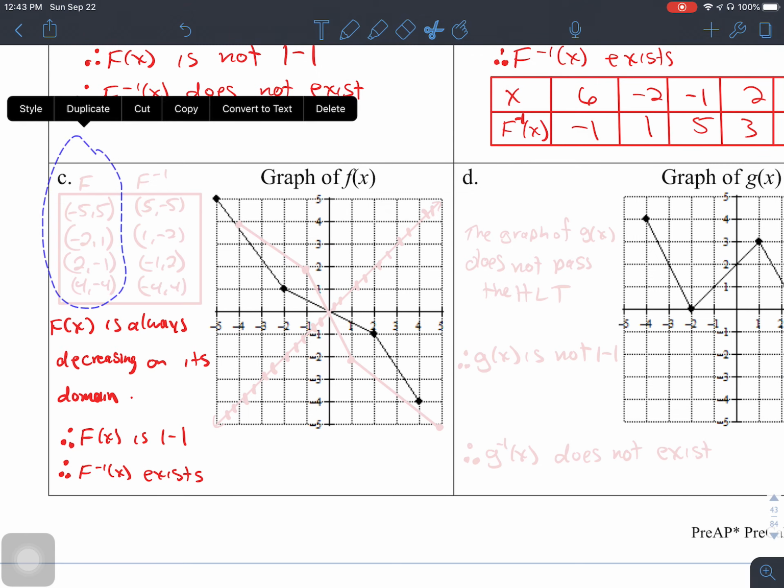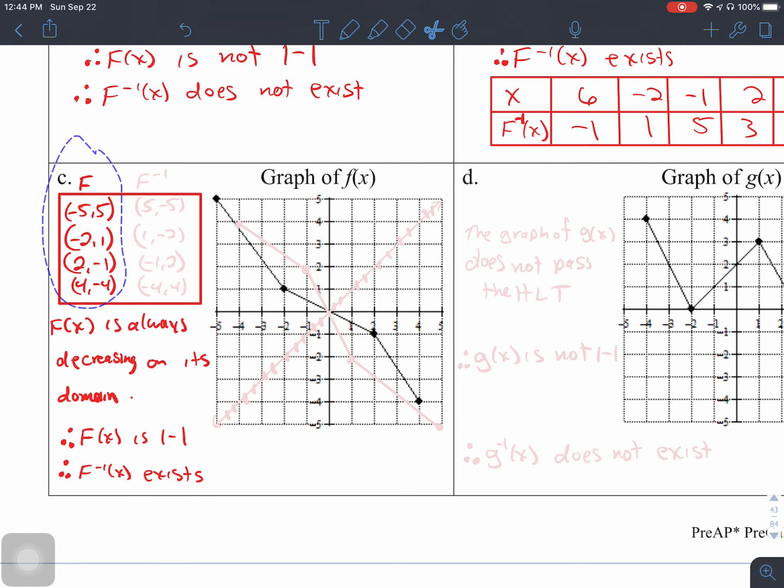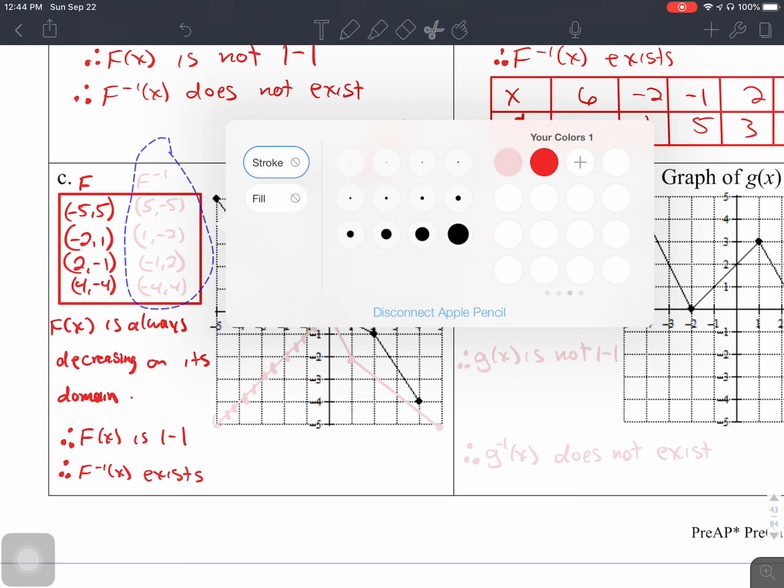I made a table of the ordered pairs listed in this. We have negative 5, 5. I'll use arrows here. We got negative 2, 1. We got 2, negative 1. And we got 4, negative 4. To find the inverse, we take each of those ordered pairs, we reverse the x and y coordinates. This will find us the inverse.